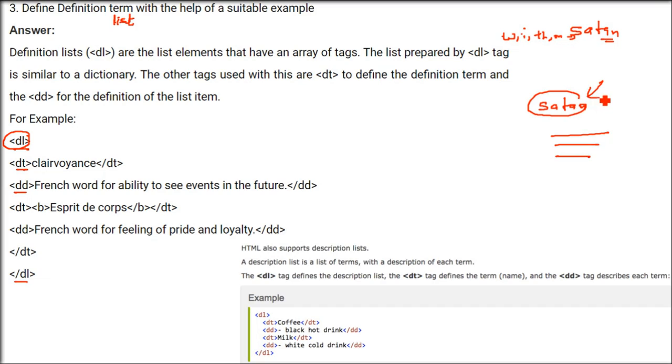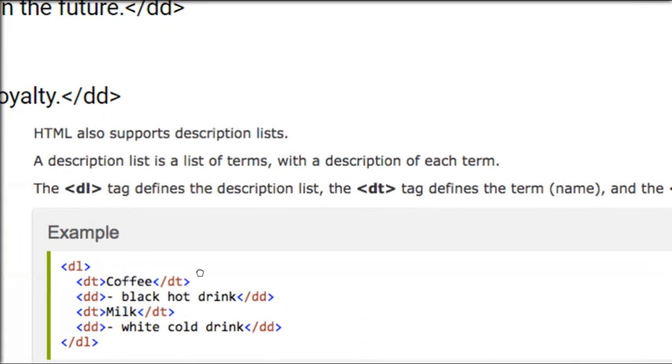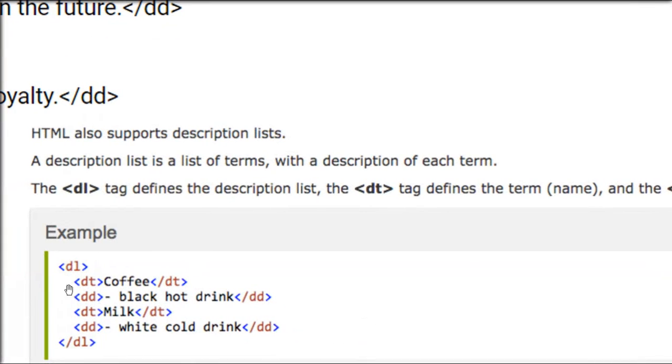In a dictionary, you will see different words, and different words have different meanings. So DL is about something which is coming as a definition list. Then DT means that this is the term whose meaning is going to come, which has to be kept into DT. DT, this tag defines the term name. Then you have DD. This describes each term. So let me give you one more example.